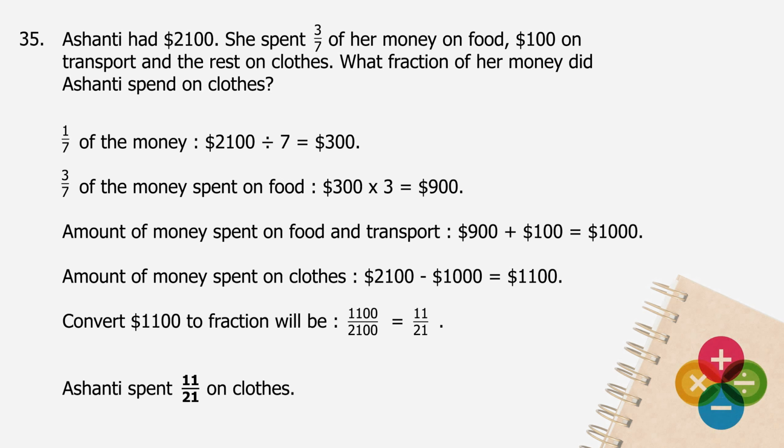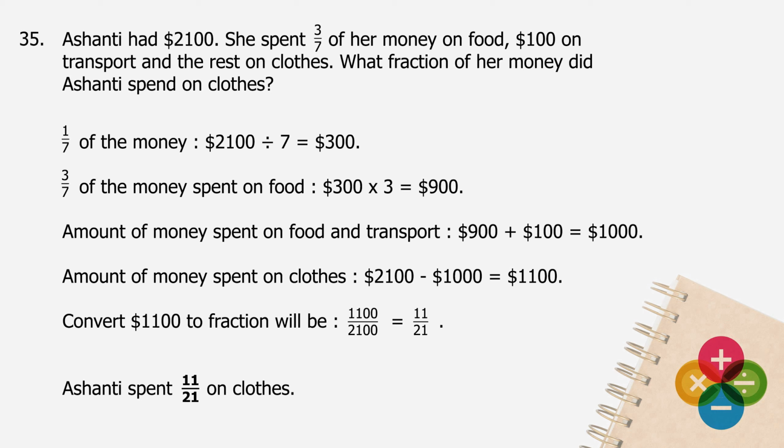1/7 of the money will be, divide $2,100 by 7, and the quotient is $300. 3/7 of the money spent on food will be, multiply $300 by 3, and the product is $900. The amount of money spent on food and transport will be, add $900 to $100, and the sum is $1,000. The amount of money spent on clothes will be, subtract $2,100 from $1,000, and the difference is $1,100.